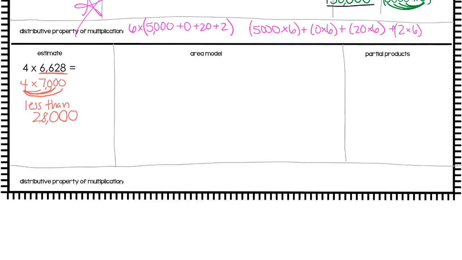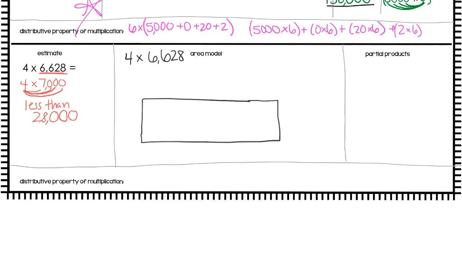Because I can see that I have a 4-digit number here, I need to make sure that my area model has 4 digits. So I'm going to write my problem: 4 times 6,628. Make sure as you're doing your area model that it doesn't fill up your whole box, because we still need to add up our parts on the side. So I know that I'm going to have 4 places because I need ones, tens, hundreds, and thousands.